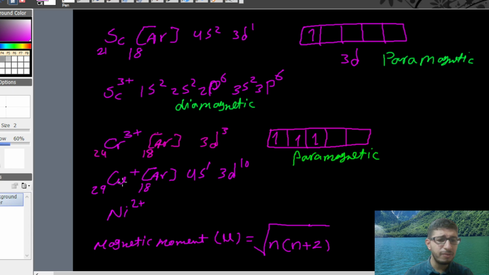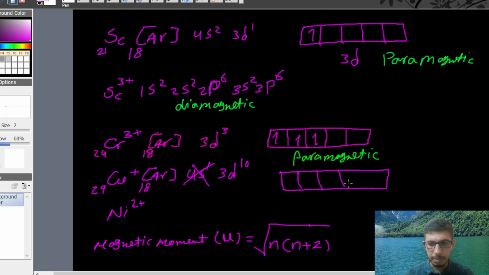So I want to have only copper 1 positive, right? So this will be cancelled out, and you will end up with argon 18 3d10. So let's draw the orbitals of the 3d sublevel. It will be like this. So you have 10 electrons.